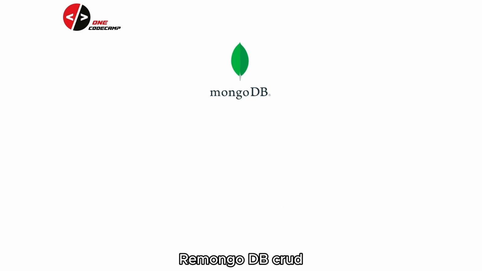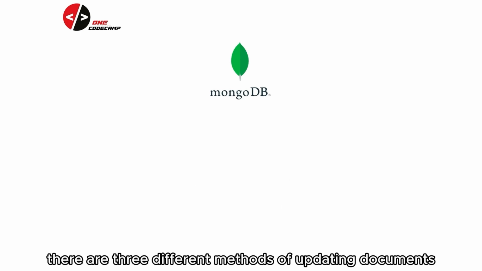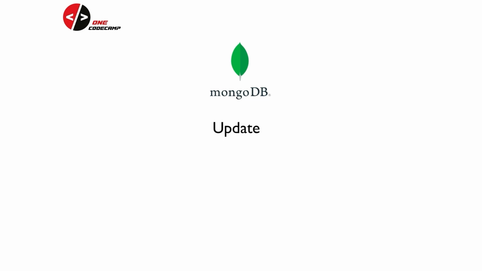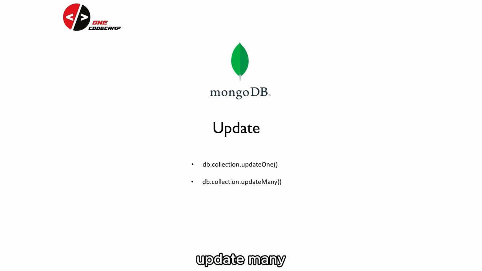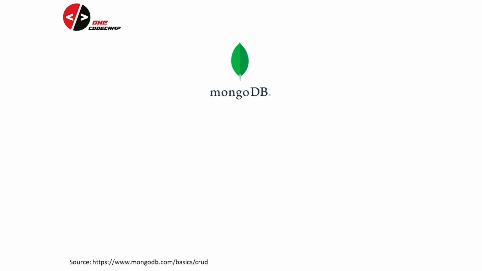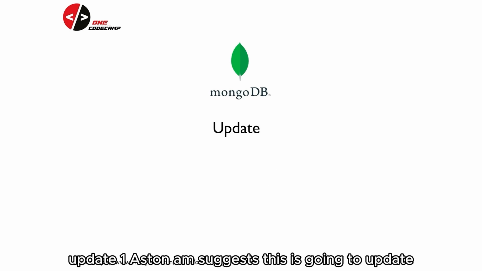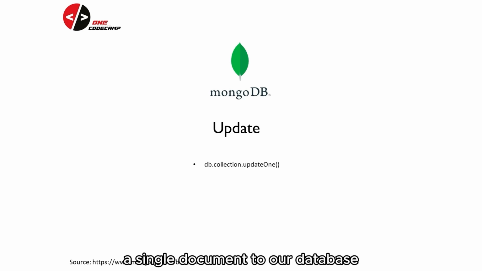For MongoDB CRUD, there are three different methods of updating documents, and those are db.collection.updateOne, updateMany, and replaceOne. Let's start using updateOne. UpdateOne, as the name suggests, is going to update a single document in our database.